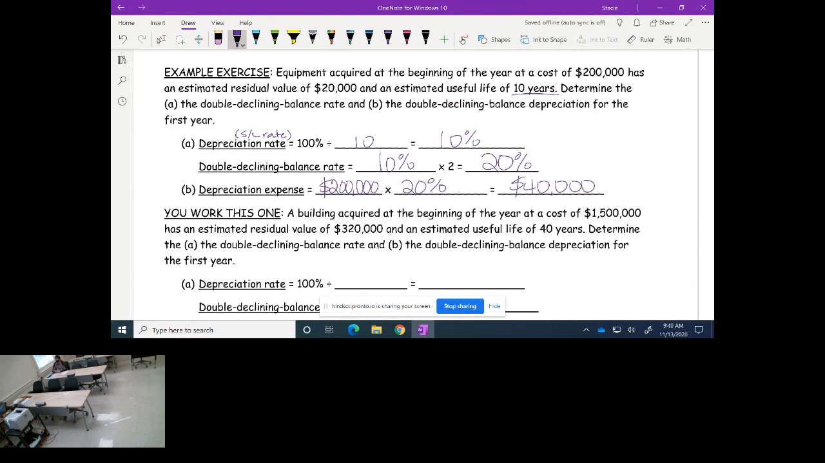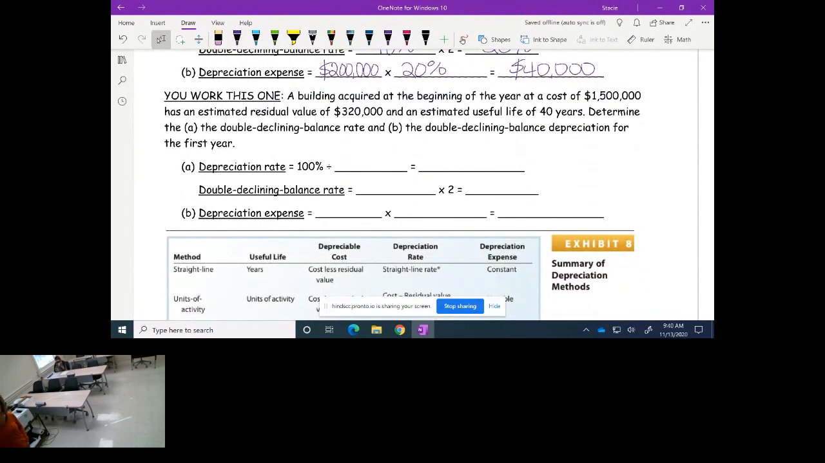So really, what you're doing in each one of these is just taking the information and plugging it into the formulas. It's not really hard. All right, so let's work another one. Building acquired at the beginning of the year, $1,500,000, has an estimated residual of 320, estimated useful life of 40.